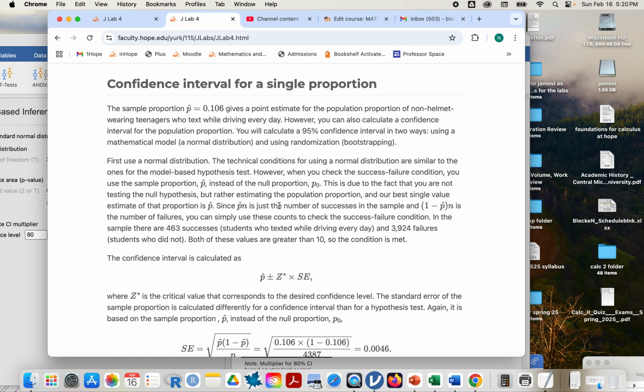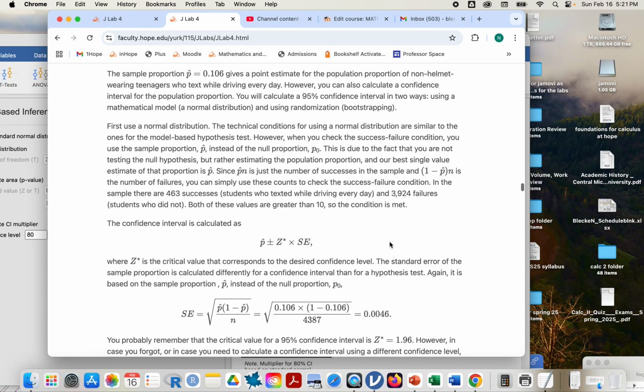Your validity constraints: we don't have P naught from the null hypothesis, but we do have P hat. So we use P hat times n and make sure that it's larger than 10. And we do 1 minus P hat, which would be Q hat. We take Q hat times n, and it needs to be larger than 10. Since those are both larger than 10, we can proceed.